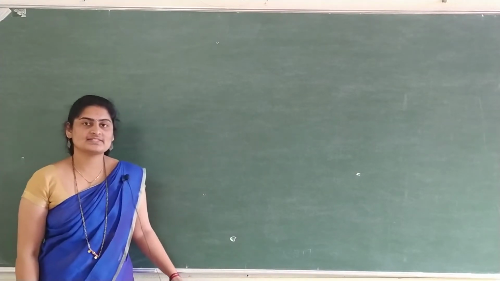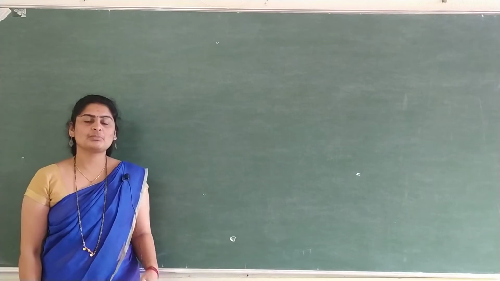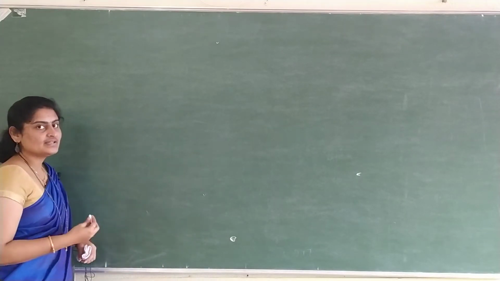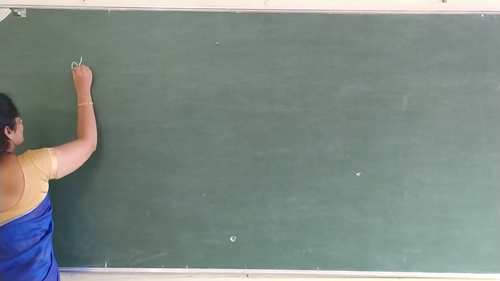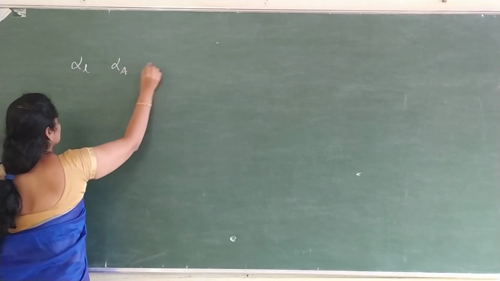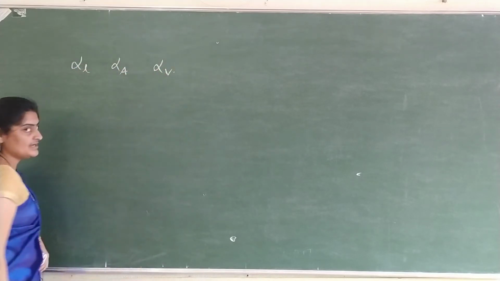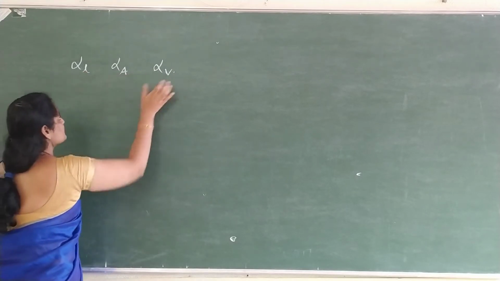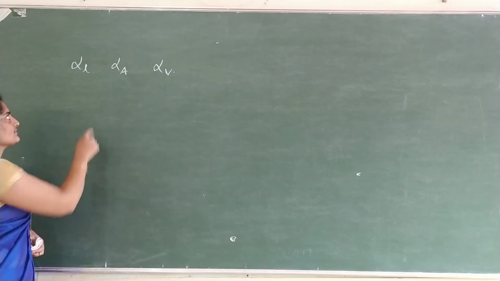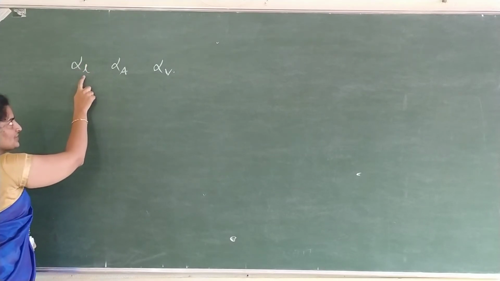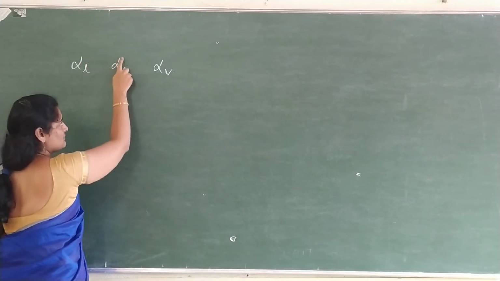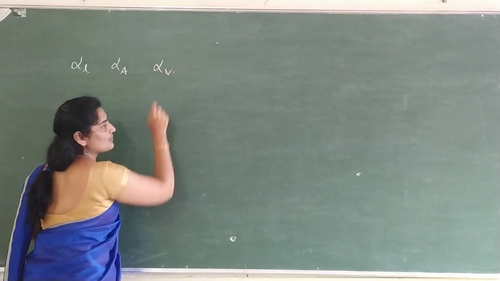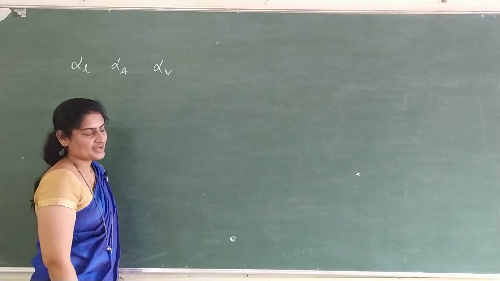So we are discussing the chapter thermal properties of matter. In the last class we have seen the relationship between alpha L, alpha A, alpha V. I hope you remember what these terms are. Alpha L is the coefficient of linear expansion, alpha A is the coefficient of area expansion, and alpha V is the coefficient of volume expansion.